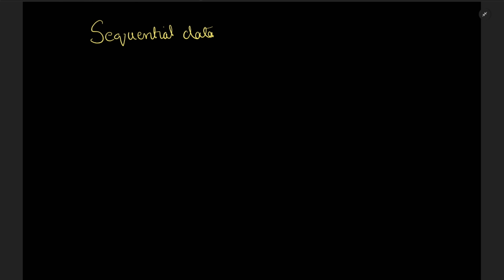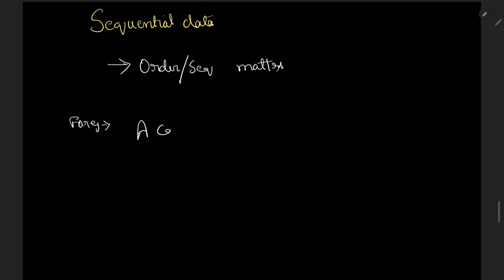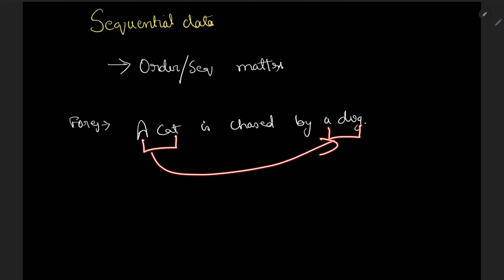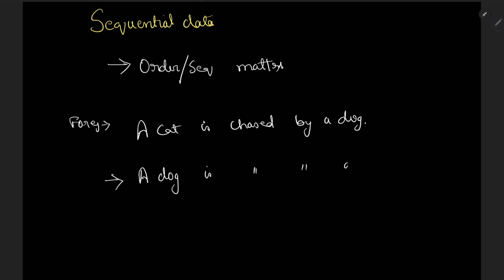Sequential data is the data where the order or the sequence of the data matters. Like for example, if I take an example, say a cat is chased by a dog. This is our sentence. In this sentence, this is the subject and this is the object. Now if I swap the subject and the object, then I get a sentence which is a dog is chased by a cat.